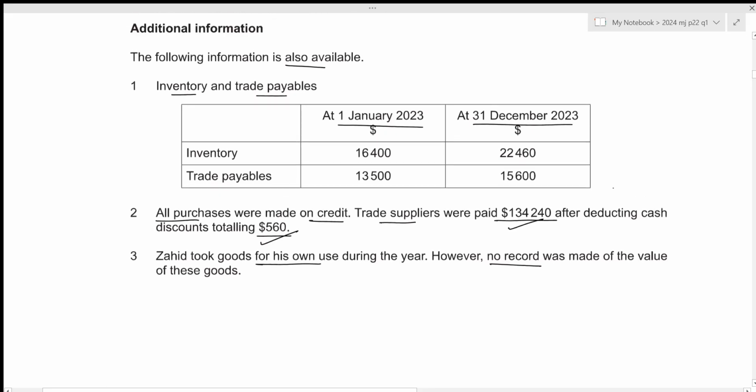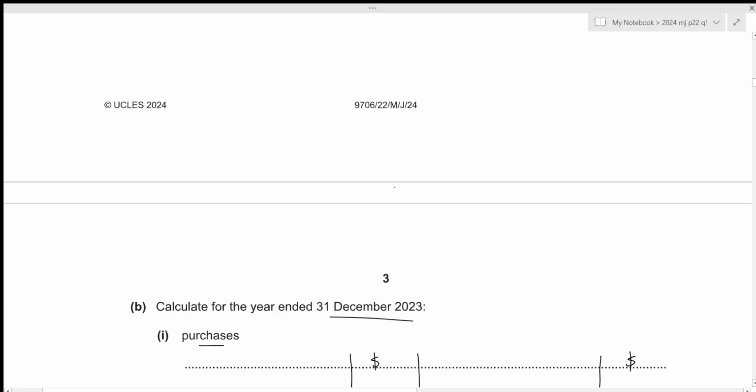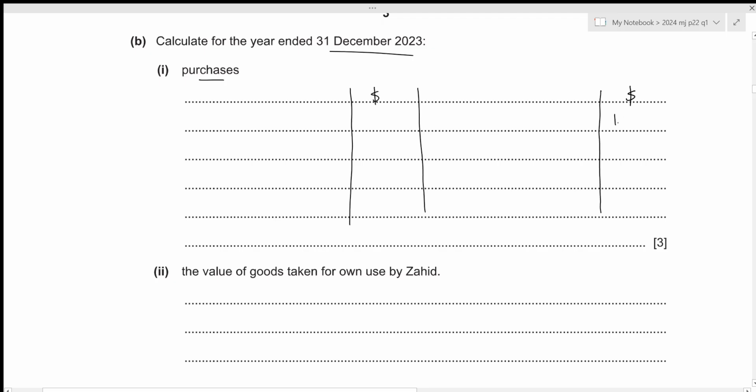And in this case, we have been given the balance for the trade payables at the beginning of the year as well as the end of the year. And remember, trade payables is a liability, which means that the opening balance will always be recorded on the credit side. So in this case, we will record 13,500 as the opening balance on the credit side. The major thing that will increase the trade payables will be our credit purchases, and that will always be recorded on the credit side. And this is the value that we're trying to calculate in this case.